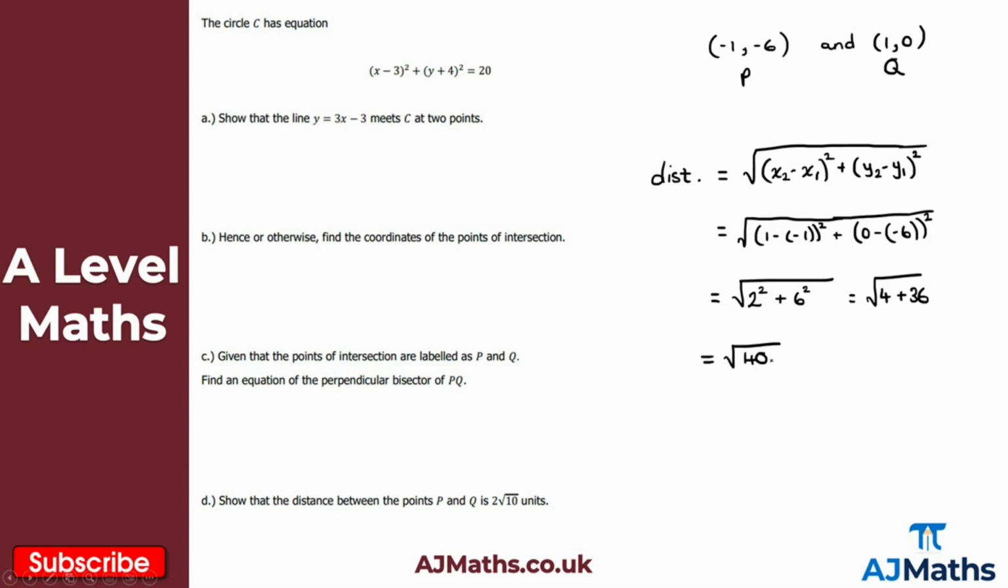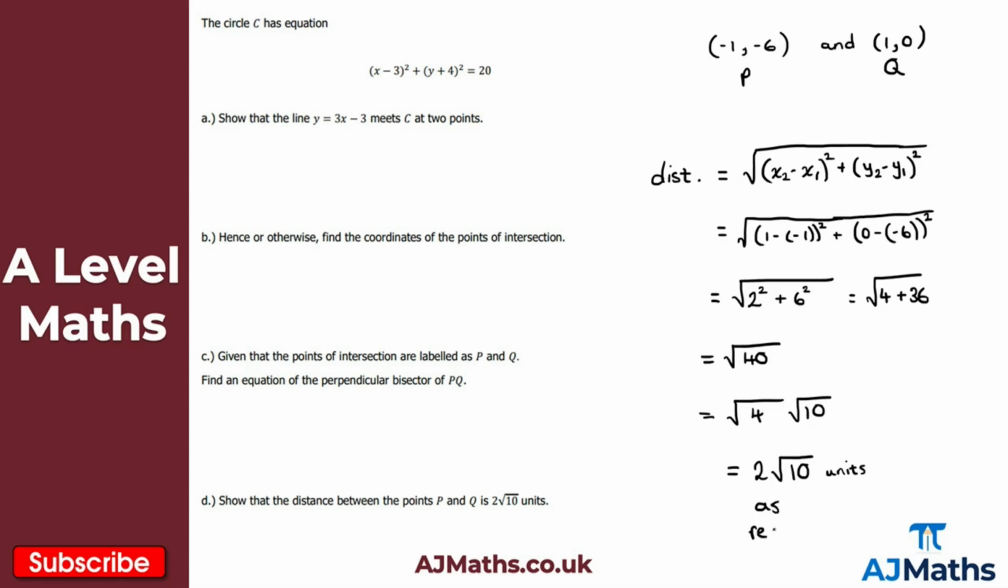Now we're asked to show that the distance between the points P and Q is 2 root 10 units. So we're a little bit off here, which means we should hopefully be able to simplify this. Writing this as a product of 2 surds, where one of those surds can simplify to give a square number, what I'm going to get is root 4 times root 10. We know root 4 is equal to 2. So what I get here is 2 root 10 as required. So 2 root 10 units.